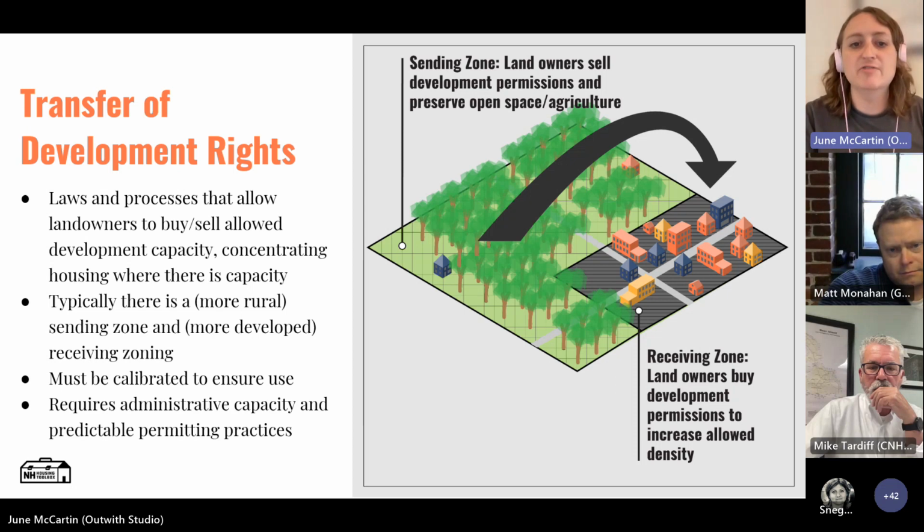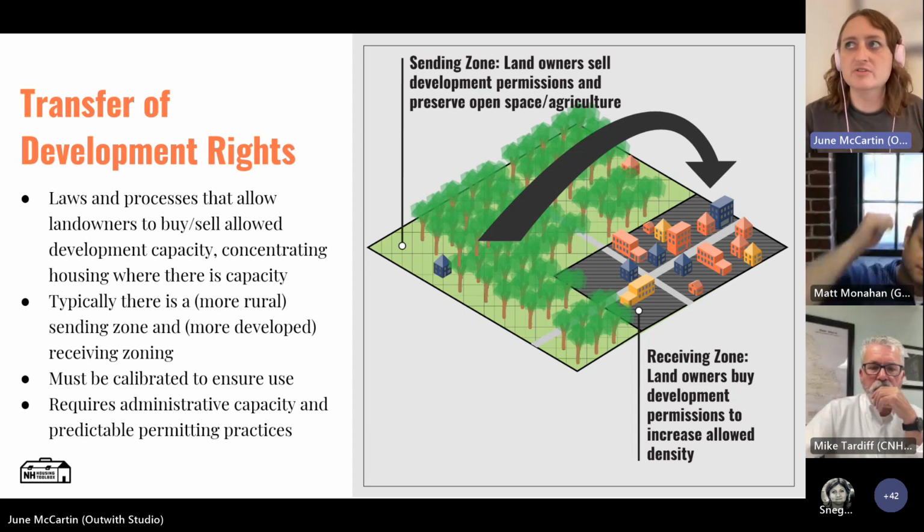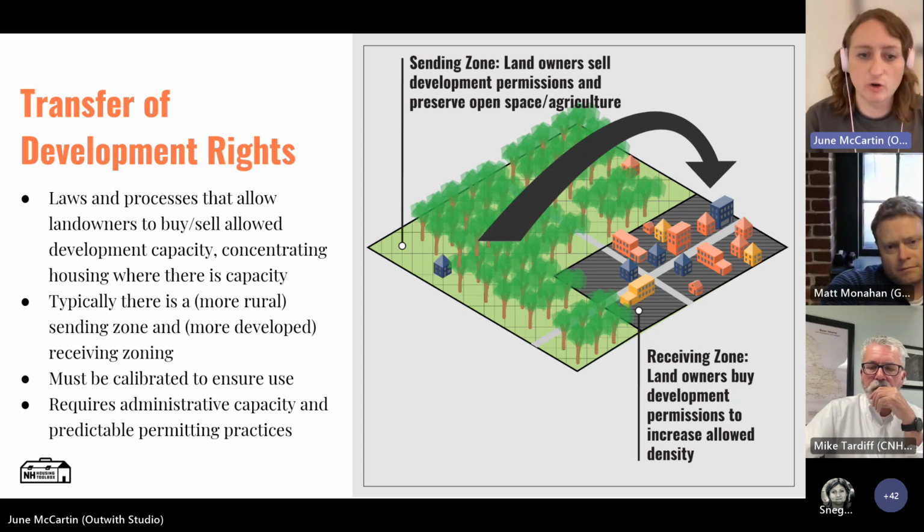There's typically this officially designated sending zone, and that would be the rural area, and an officially designated receiving zone, and that would be the more built out area. I've also seen it used outside of that rural, developed context. I've seen it used as a way to do transitions from higher density development to lower density development. That's much more atypical.